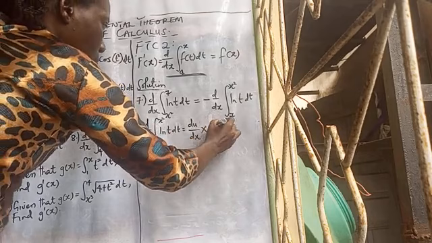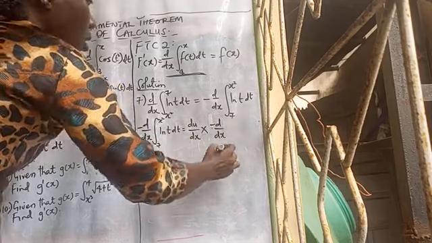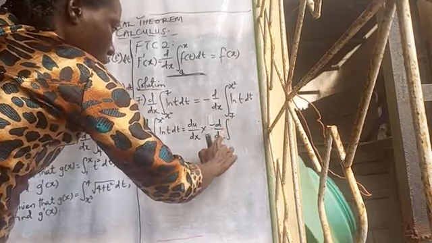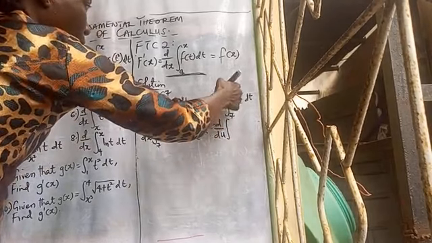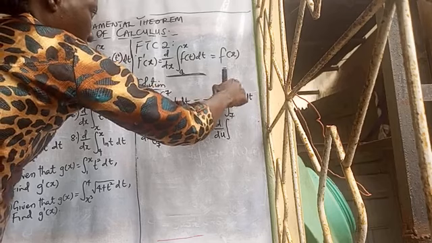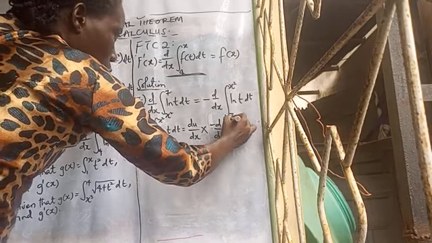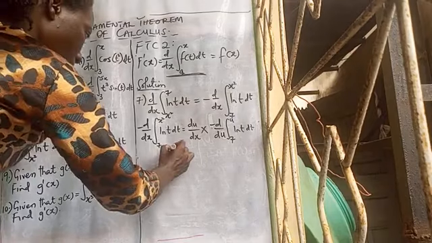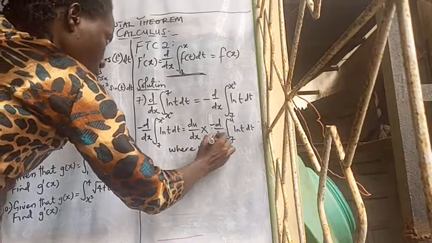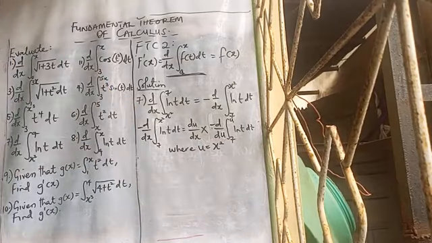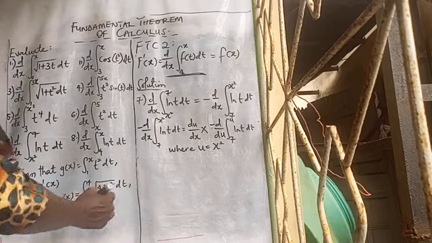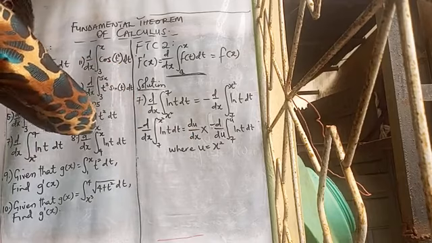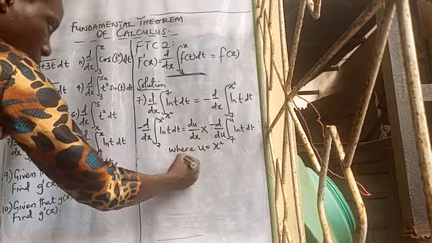minus d du. Remember, we have said our u will be x squared, the integral from 7 to u of ln t dt, where u is what? u is x squared. If u is x squared, then du dx will be what? du dx will be 2x.